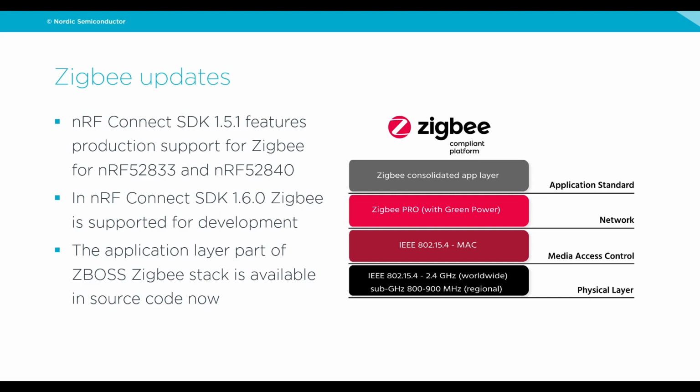Regarding single SoC architecture, the entire ZBOSS Zigbee stack was delivered as a precompiled library in previous releases. From nRF Connect SDK 1.6.0, the application layer part of the ZBOSS Zigbee stack is available in source code. This provides great flexibility to developers and the ability to quickly expand or supplement the solution.